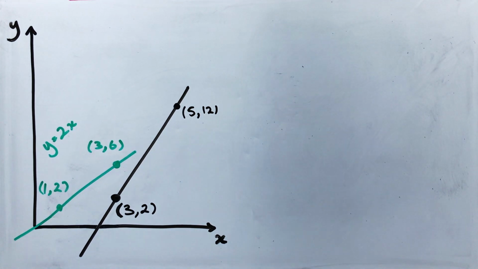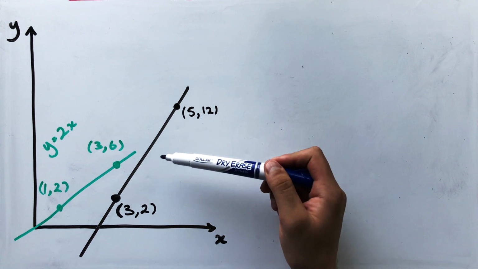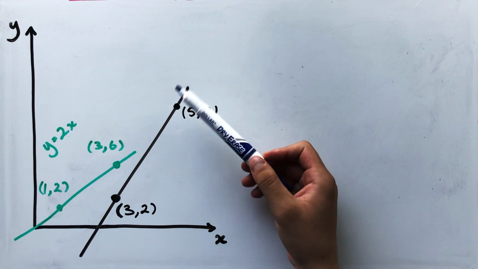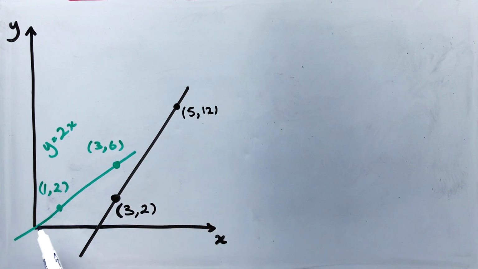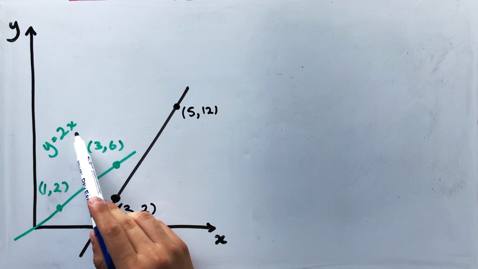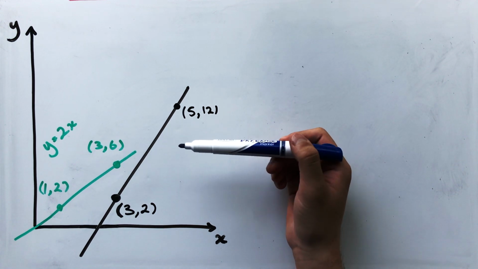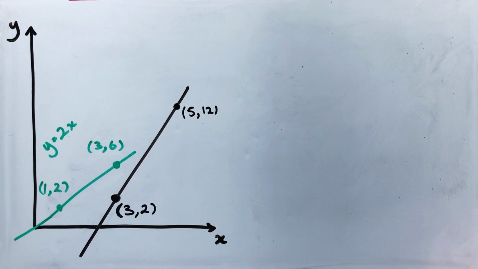Okay, I want to start this video off with a challenge. I want you to find the equation of this black line here. So if you look at this green line, the equation of this green line is y is equal to 2x. Similarly, I want you to find the equation of this black line. So pause the video right now if you want to do it yourself and leave the answer in the comments.